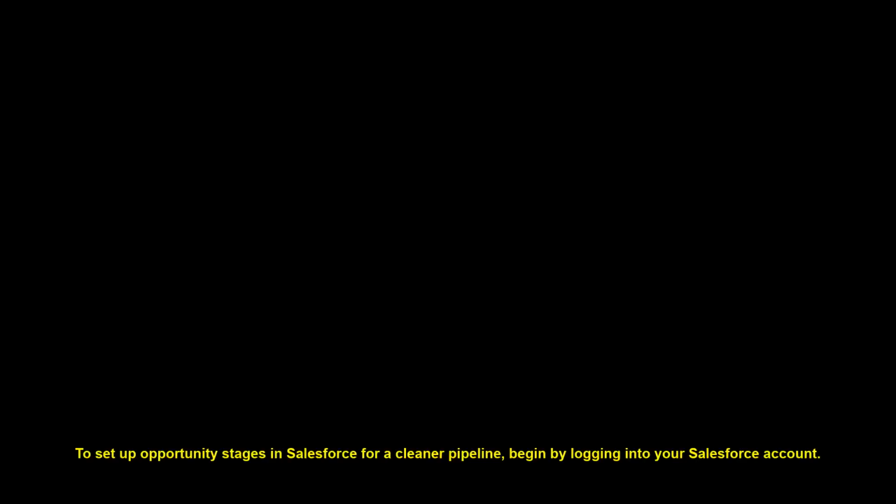account. Navigate to the Setup menu located in the top right corner. In the Quick Find box, type Opportunity Stages to locate the relevant settings. Click on Sales Processes under the Opportunity section to review existing processes. Choose the sales process you would like to modify, or create a new one if necessary.